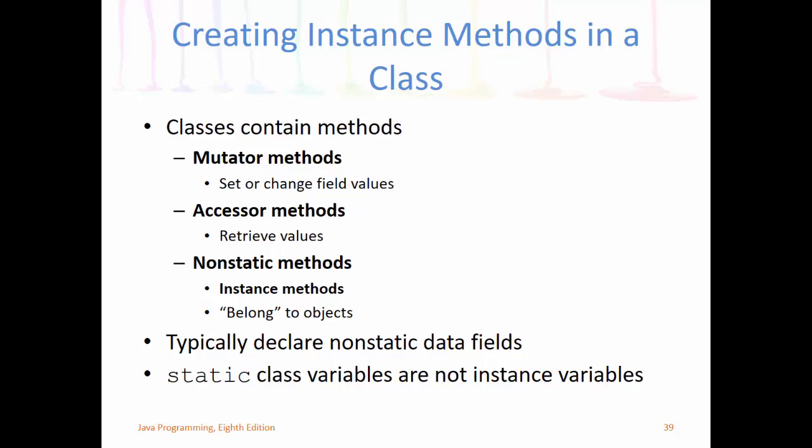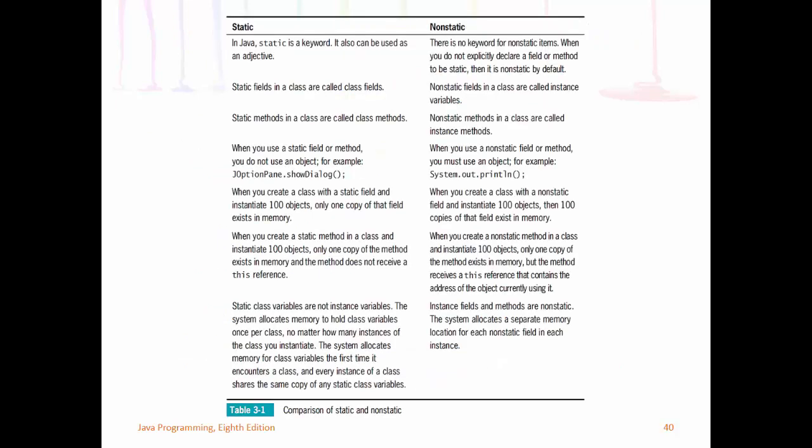And the book had a nice little way of saying it, probably better than I can ever say it. So they go through and they have this slide here. This is also in the book. It says static is a keyword. It can also be used as an adjective. There's no keyword for non-static items. So if you don't explicitly declare a field or method as static, then it is non-static by default.